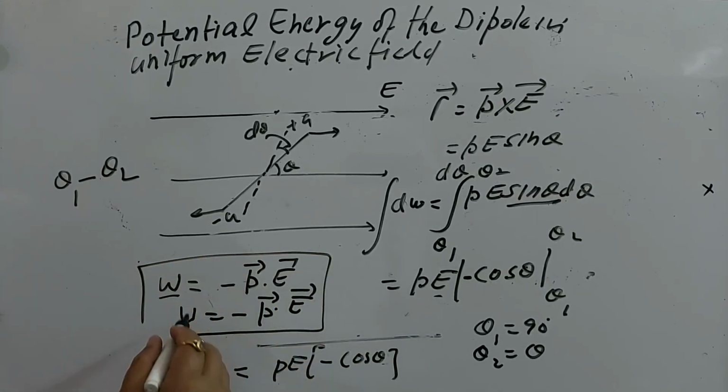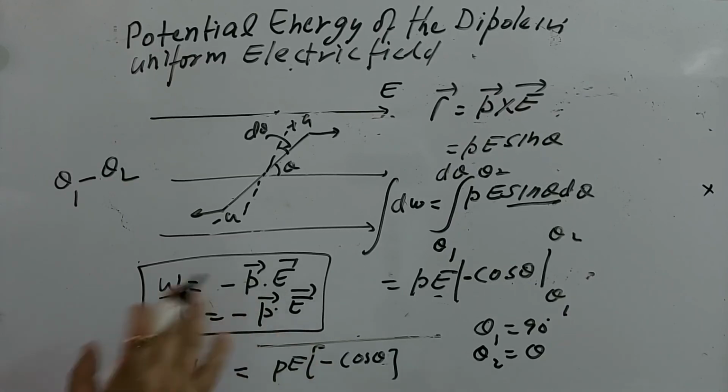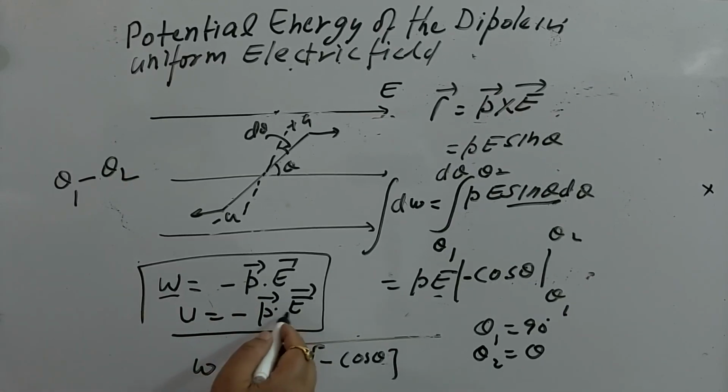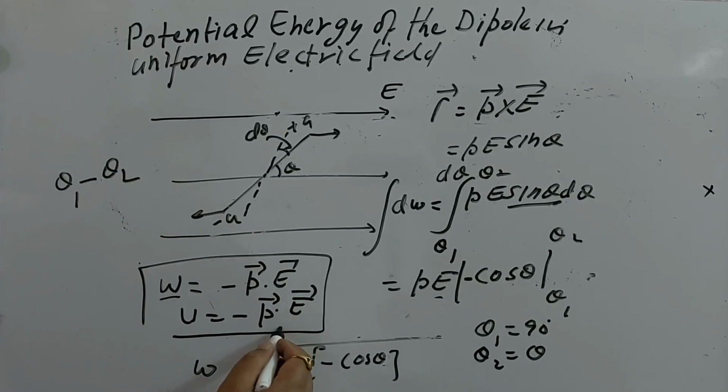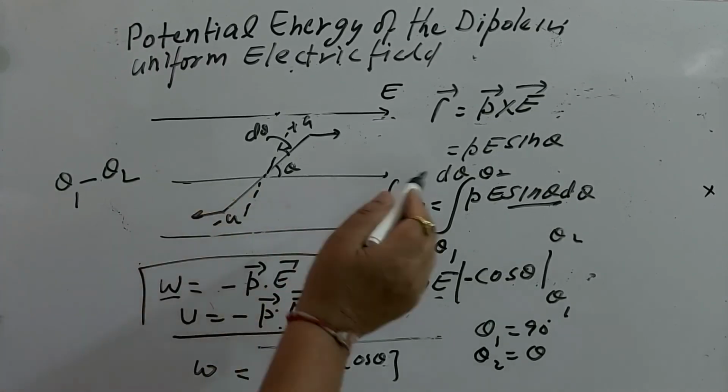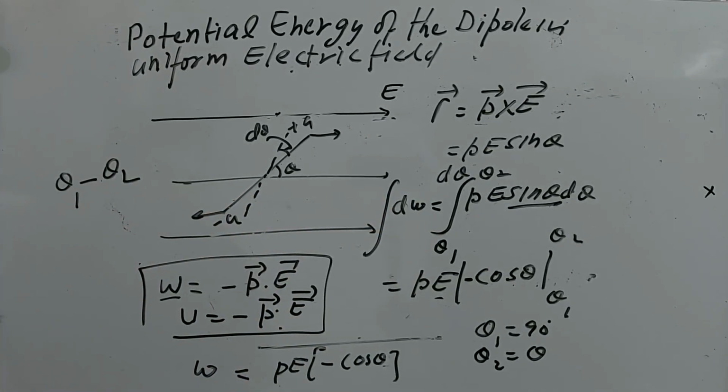And now suppose at some instant angle between these two is 0 degree, then minus P dot E will be equal to minus PE. In that case the energy will be minimum, and energy will be minimum if these two align along the same line, right? That's all.